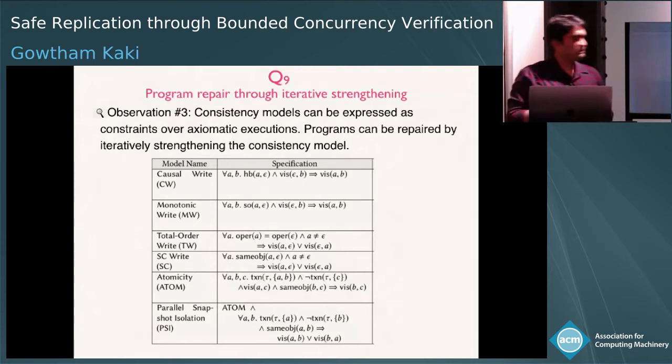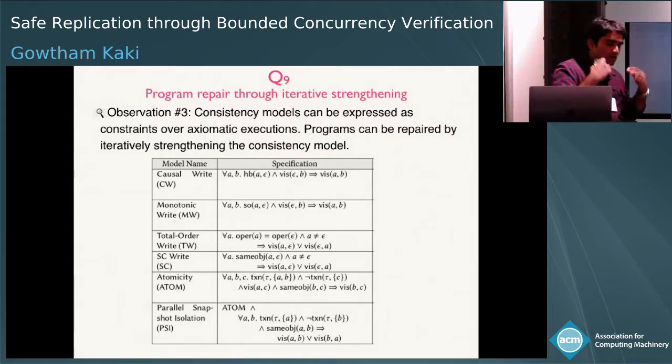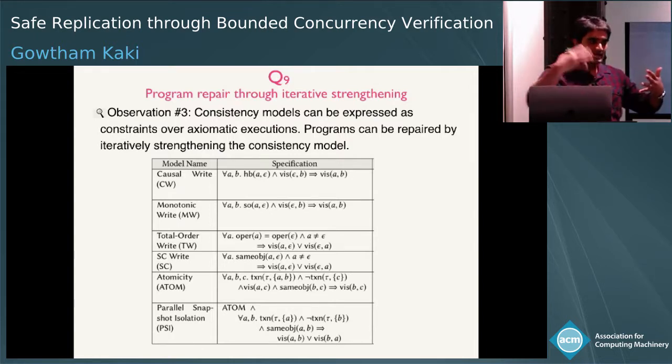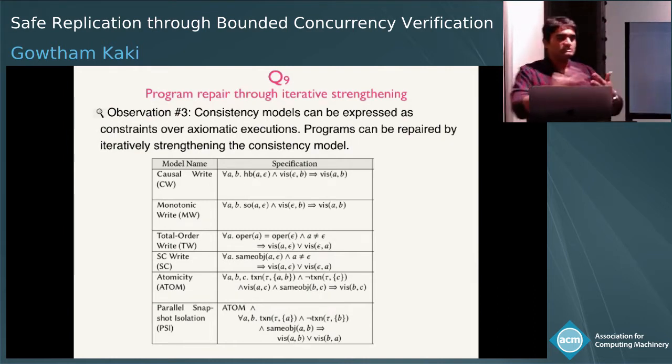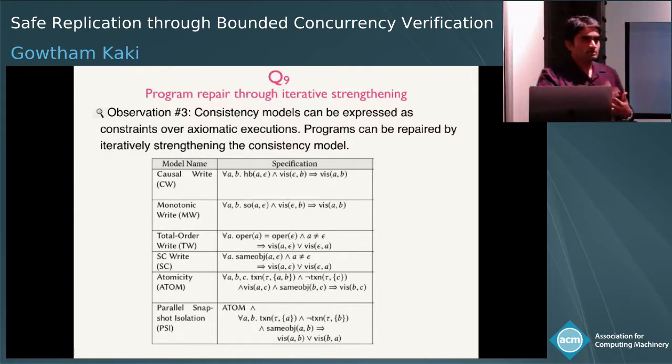In the interest of time, I'm not going to go through the program repair in detail. But at a high level, program repair is done by iteratively strengthening the consistency models. What we observe is that consistency models, or various concurrency control mechanisms, can be expressed at a high level as constraints on these axiomatic executions. Since we can translate programs to axiomatic executions, and we have consistency models also expressed as constraints on axiomatic executions, we can reason about these two in conjunction to find out the weakest consistency level at which we can prevent a particular anomaly or verify an application under a given bound.